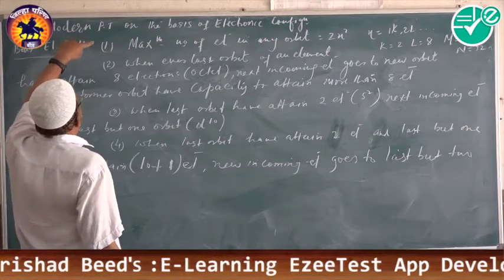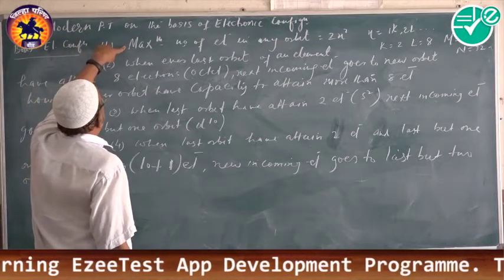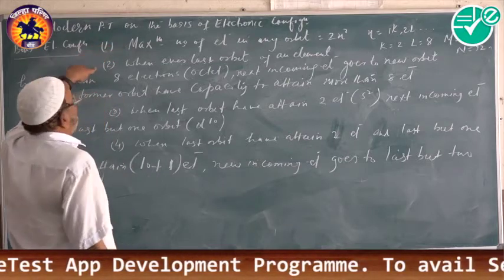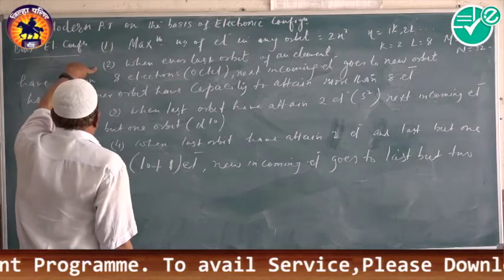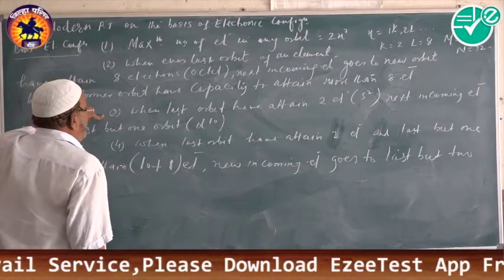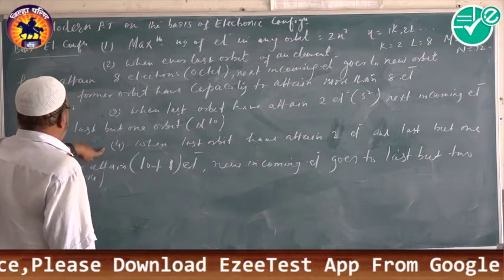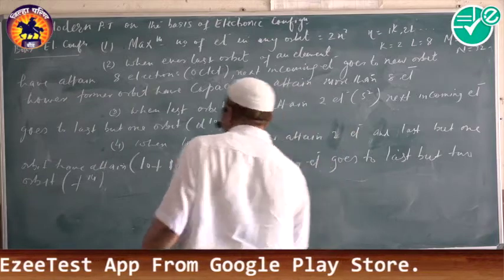Again, we repeat. This is for filling of electrons in orbit. Number 2 rule is for the p suborbit. Number 3 rule is for the d suborbit, and last, number 4 is for the f suborbit.